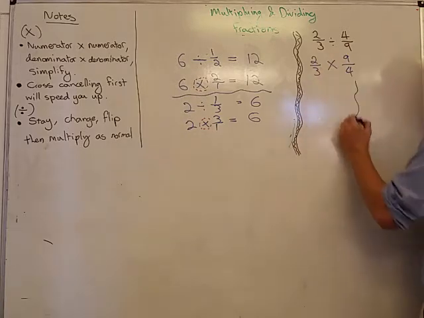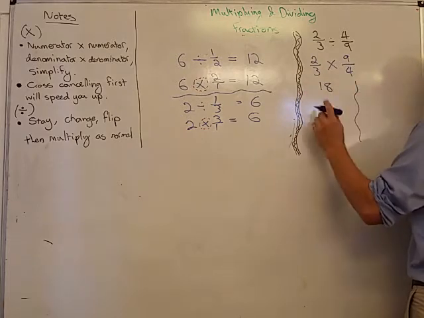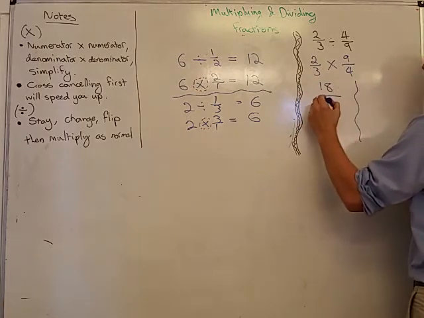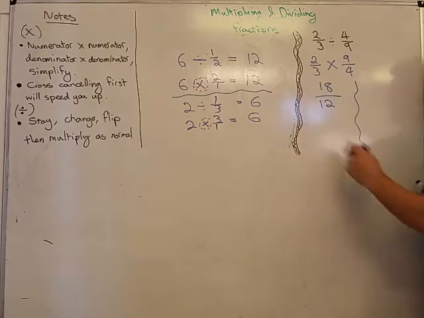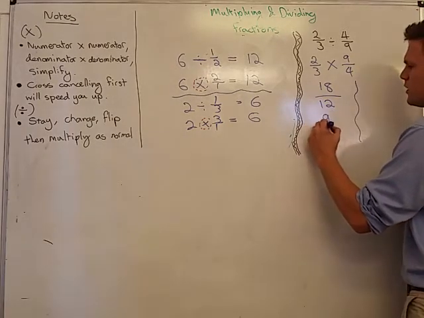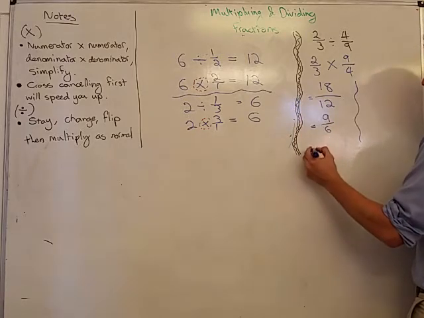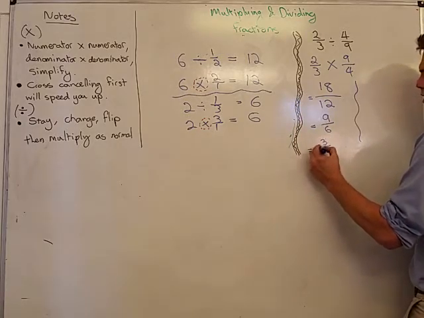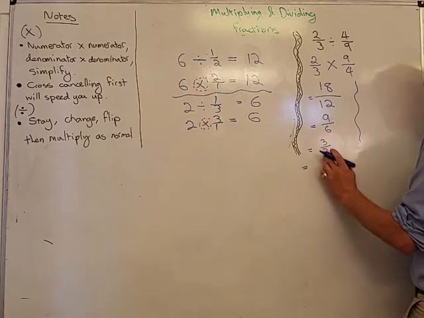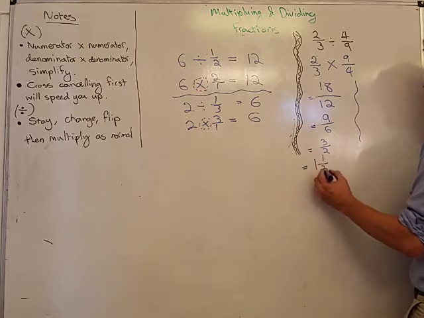I've got 2 methods we're going to use here. I can do 2 times 9, that gives me 18, and 3 times 4 is 12. Okay, I've got 18 over 12. That's 9 over 6, which is 3 over 2. And if I do top divided by bottom, it gives me 1, remainder 1/2.